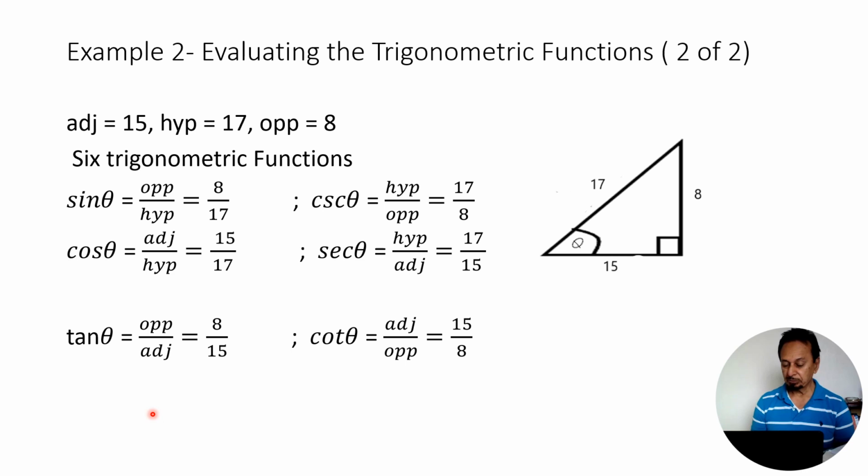Tangent theta is opposite over adjacent. So opposite is 8 and adjacent is 15, giving 8 over 15. Similarly, cotangent theta is adjacent over opposite. Adjacent is 15 and opposite is 8, so it becomes 15 over 8.